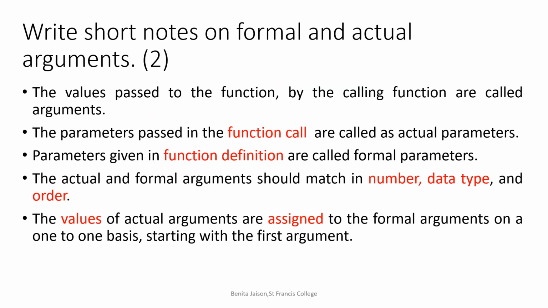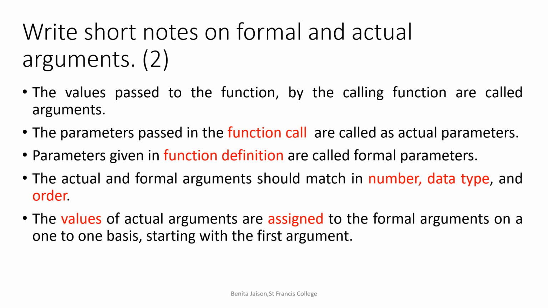So next question is, write short notes on formal and actual arguments. The values passed to the function by the calling function are called arguments. We know that when we call a function, and when we declare it also, we have to inform the compiler what the name of the function is, what arguments are passed to the function, and what the return value is. So the values which are passed to the function by the calling function are called arguments.